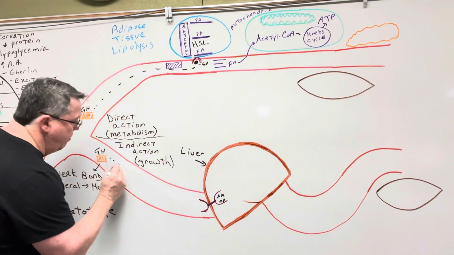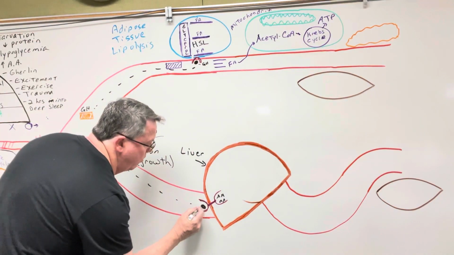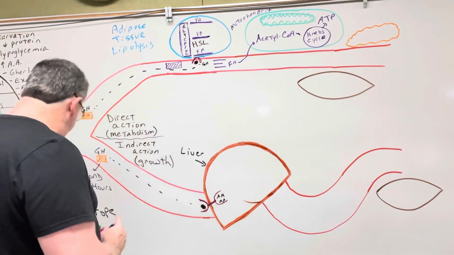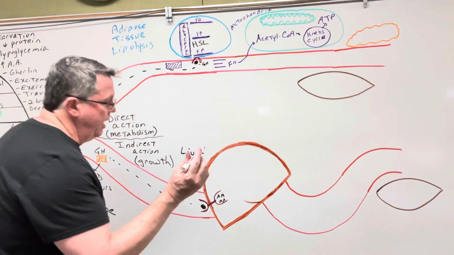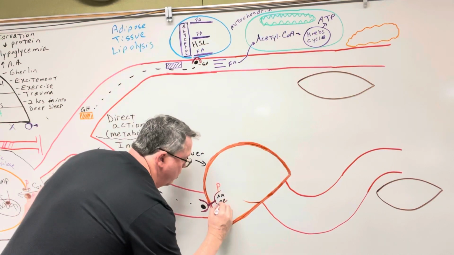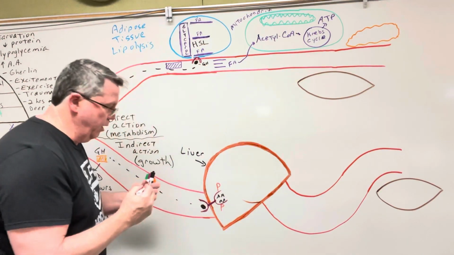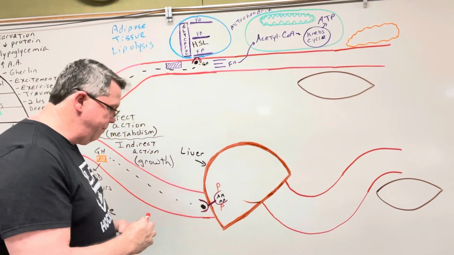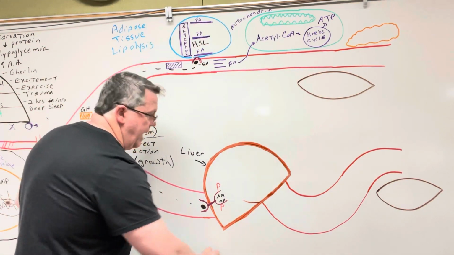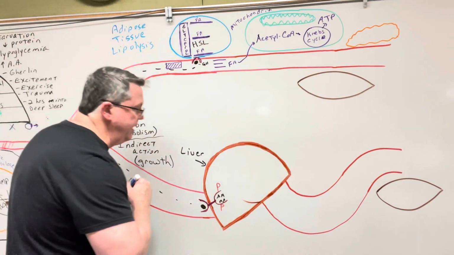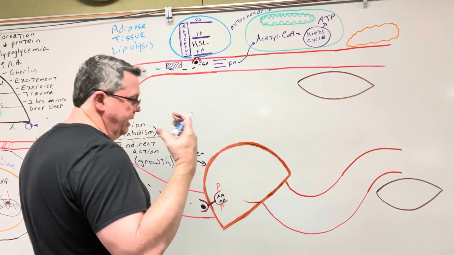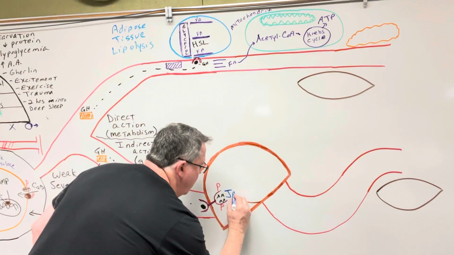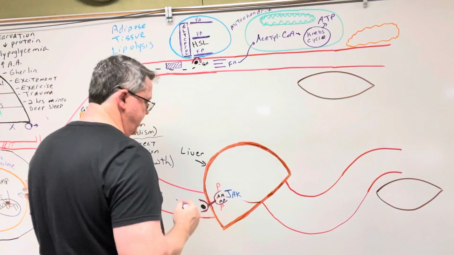Now here comes my growth hormone, and it's going to bond with this receptor right here. When it bonds with that receptor, I am going to have phosphorylation. So we are going to phosphorylate these amino acids. When we phosphorylate these amino acids, we are going to get a type of enzyme which we call Janus kinase. Janus kinase is also known as JAK for short.